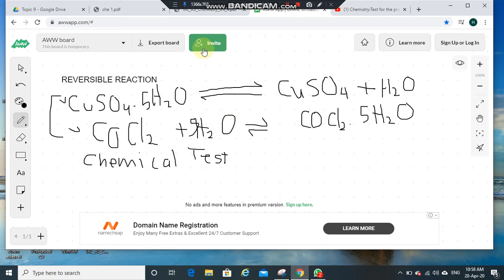You will say, I will add some drops of that solution on my anhydrous copper sulfate. If we have a change in color from white to blue, it means we have water. And also we can use cobalt chloride paper.